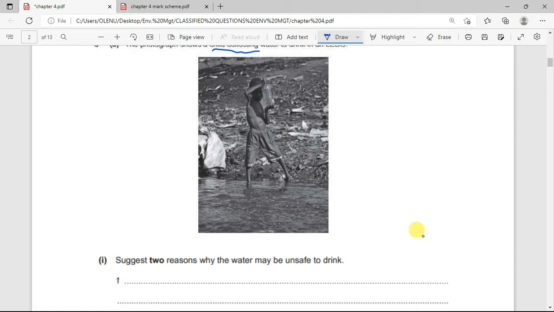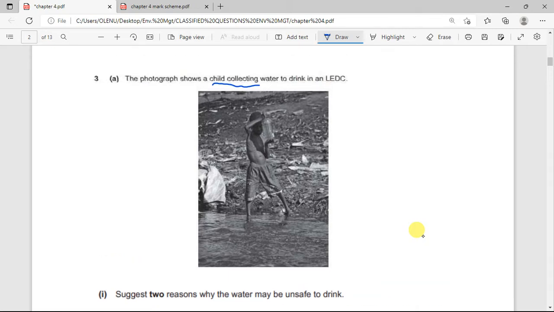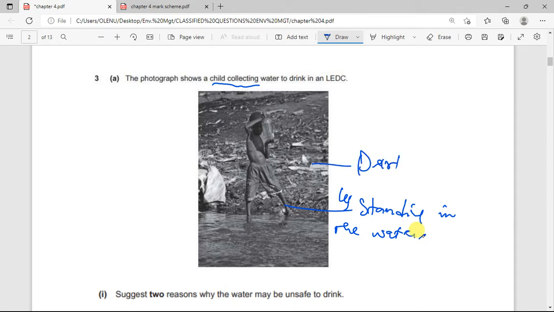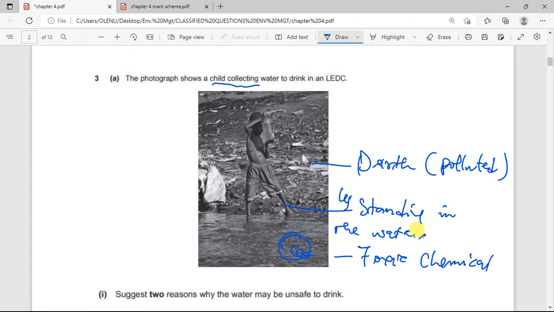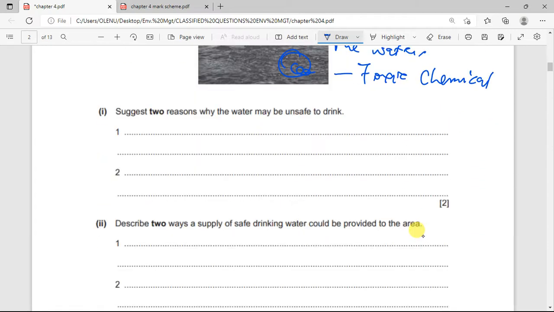So the first question is state two reasons why this water is unsafe for drinking. Now it's unsafe because first, look at the child. The child is standing in the water. That doesn't make it safe. Another thing, you see there are debris here. So you find out that the water is actually polluted. So this water can contain toxic chemicals washed from farmland into it. So just get two concepts from there, you're good.